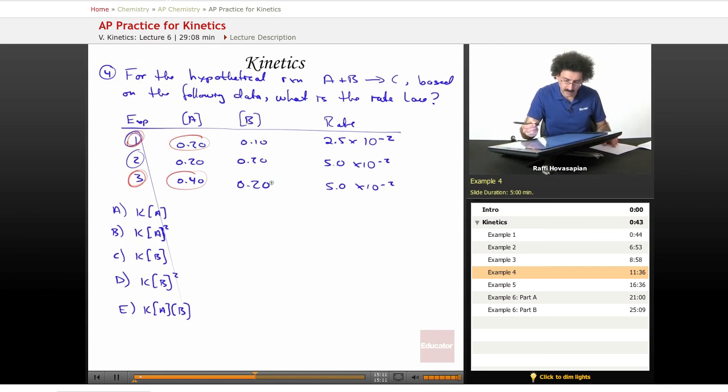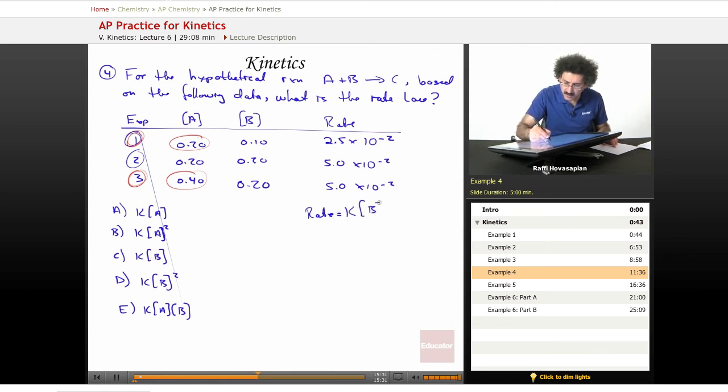Okay, so now let's take a look at experiment 1 and 2 again. That's fine. So 0.2, 0.2, that's the same. We double up the concentration of B, and then we end up doubling the rate. So yes, not a problem. Our rate is, that part is the same. It is going to be first order in B.